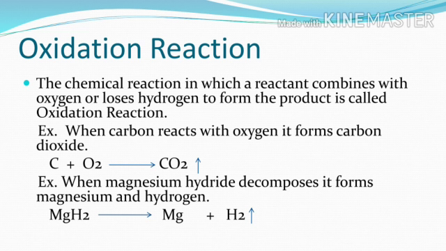Another example is mentioned here. When magnesium hydride decomposes, it forms magnesium and hydrogen. Here we are seeing MgH2 as magnesium hydride. After oxidation, it gives rise to the formation of Mg and hydrogen H2. Here we are seeing that from magnesium hydride, hydrogen is separated and hence it is called an oxidation reaction. No doubt that both examples are of oxidation reaction.